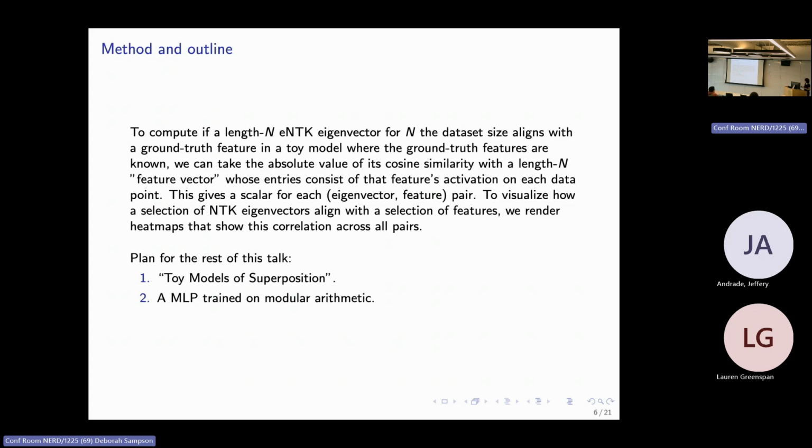And to visualize how a selection of these eigenvectors align with a selection of features, we can render heat maps that will show this correlation across all the pairs. So that's what I'm going to show you in a second. I looked at this in the toy models of superposition and an MLP trained on modular arithmetic, and I'll show you these results next.